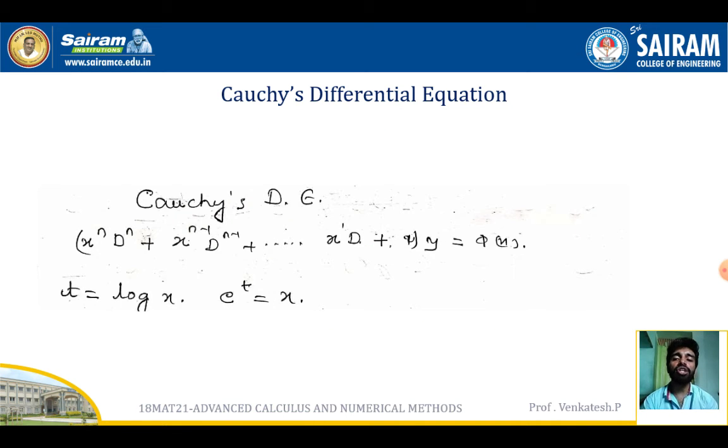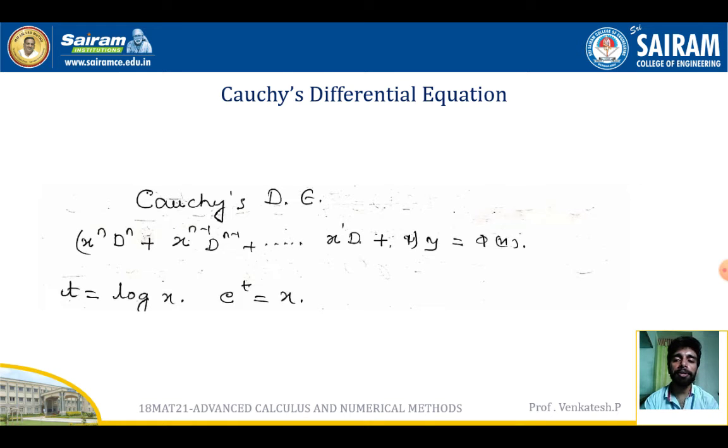So an equation of the form x^n d^n, x^(n-1) d^(n-1) plus so on, x^1 d plus a constant into y is equal to f of x. Any differential equation of this kind can be called Cauchy's differential equation. Here we have to convert these equations in terms of constant coefficients.